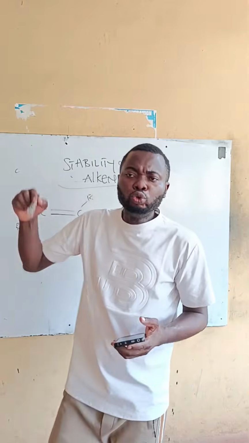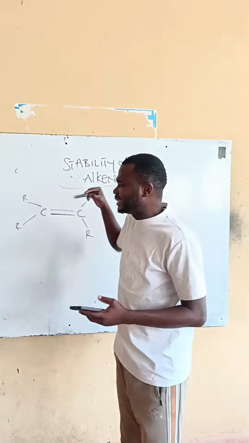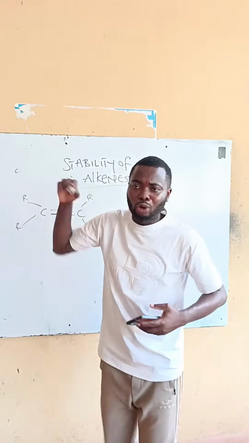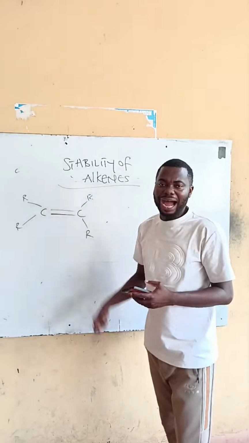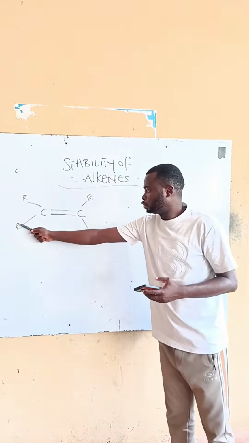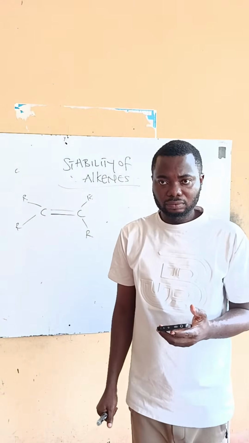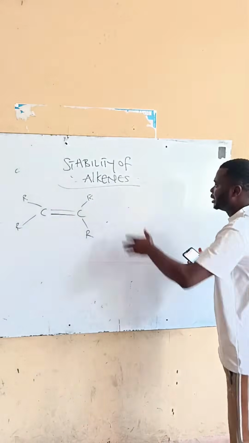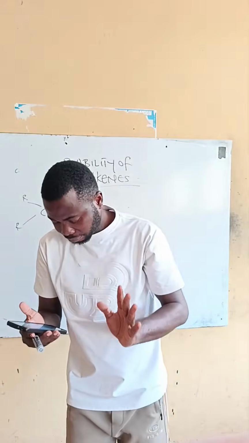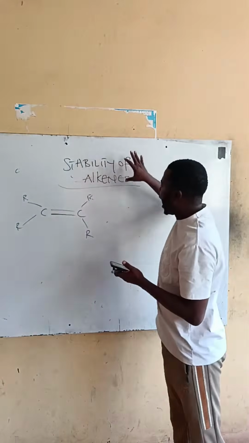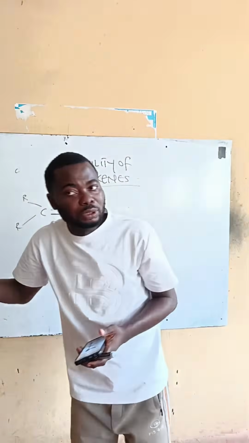Now, how do you know the alkene that is more stable? The alkene that is more stable is the one that has more substituted alkyl. How many substituted alkyl do we have in this compound? 1, 2, 3, 4. We have 4 substituted alkyl. Is that clear? I'm saying it again. Stability of alkenes, that is what we are doing. The more substituted your alkene, the more stable that alkene.